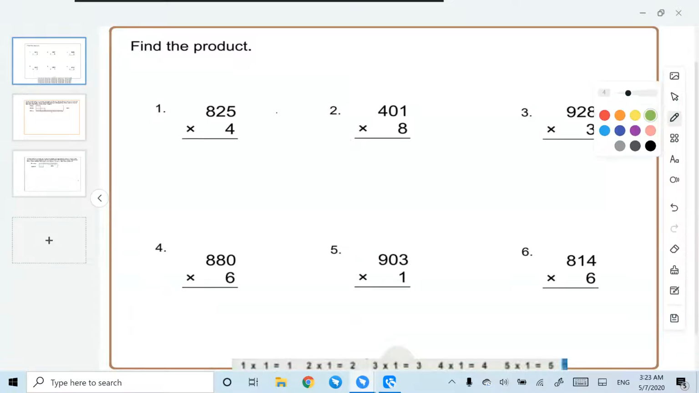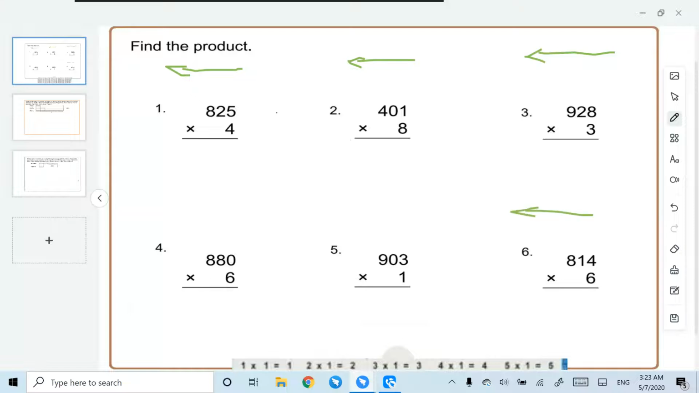Now, finding the product. Always remember, we work from right to left. Right to left. Okay? This is quite important.